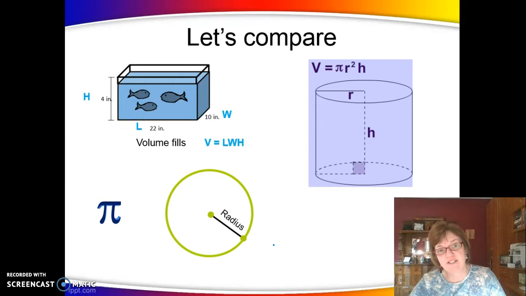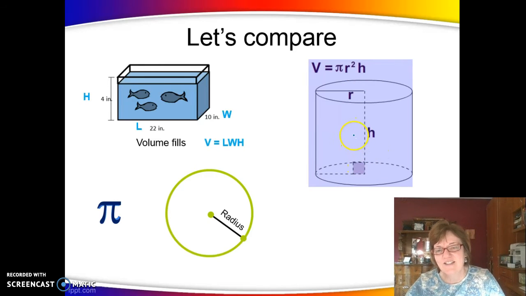Now moving on to cylinders. Let's compare. You already know about the volume of a rectangular prism like this fish tank. We've got length, width, height, and we multiply those all together, and that gives us our volume. Now, in the case of a cylinder, we want to do a similar thing. We want to do a width kind of idea, a height, and yeah, we want to do that.